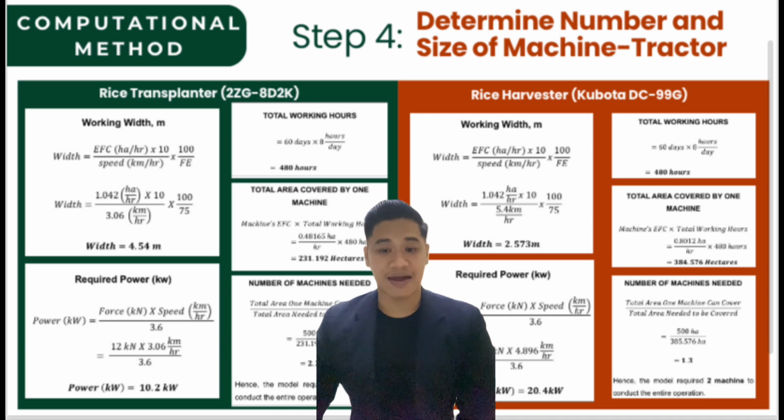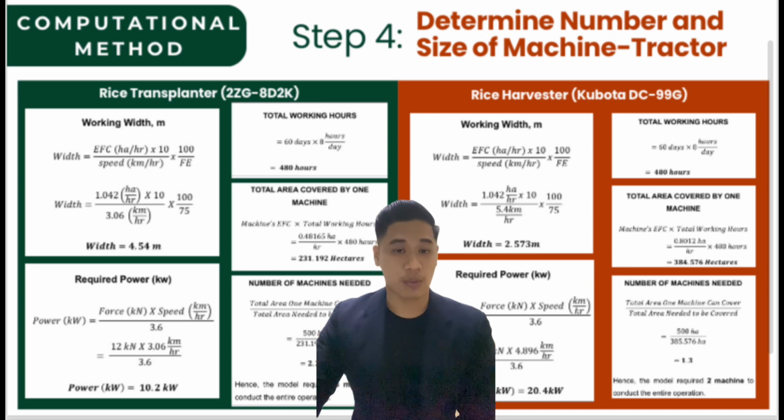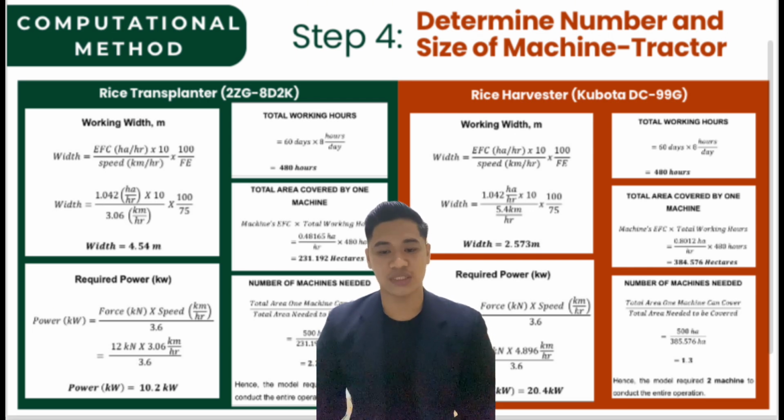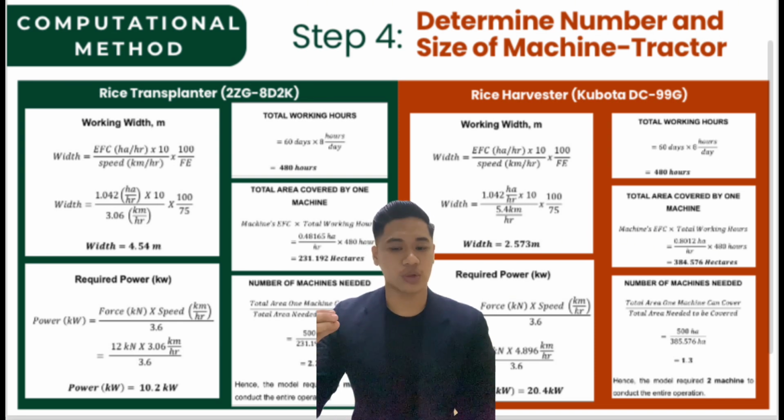Next, for the total area covered by one machine, first we need to calculate the working hour. The working hour is 60 days times 8 hours per day, and we get 480 hours. The formula is machine EFC times the total working hour. The machine EFC is 0.48165 hectare. After we calculate, we get the total area covered by one machine is 231.192 hectare. For the number of machines needed, the formula is the total area needed to be covered divided by the total area one machine can cover. So 500 hectare divided by 231.192 hectare, we get 2.2. Since the machine needed is 2.2, the model requires 3 machines to conduct the entire operation.